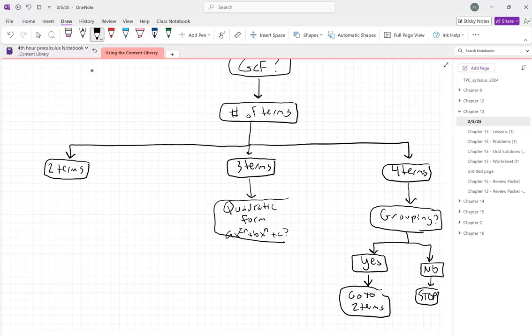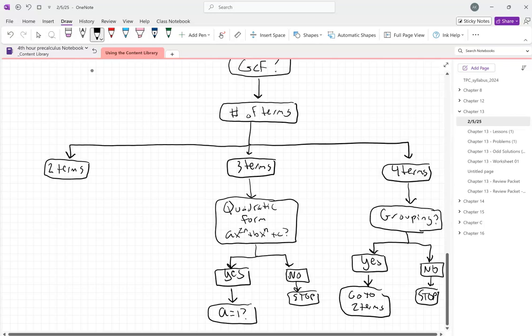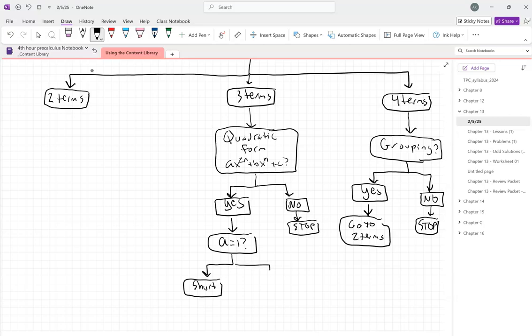So if it's 3 terms, we're going to check to see if it's in the quadratic form. If it's not, well, then there's nothing else we can do with that one, at least for now. If it's yes, we want to look at that leading coefficient and see if it's equal to 1. If it is, we're going to try the short method. If it's not, we're going to try the long method.